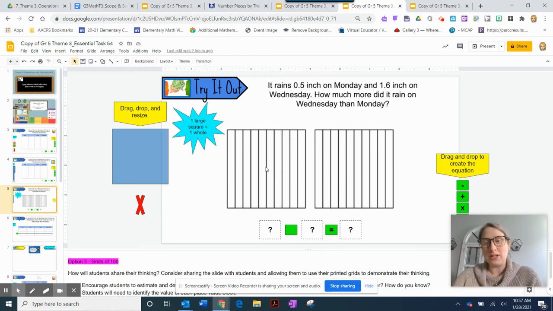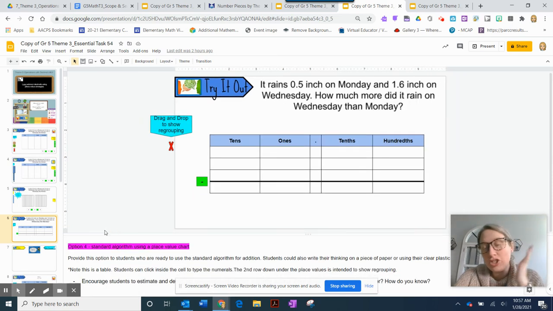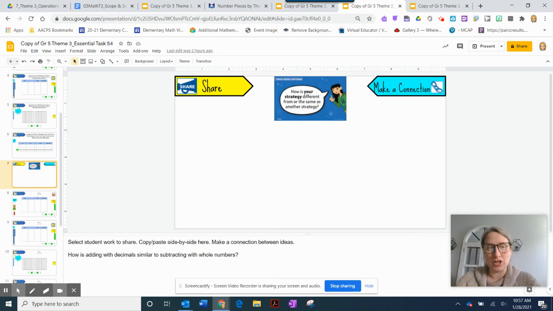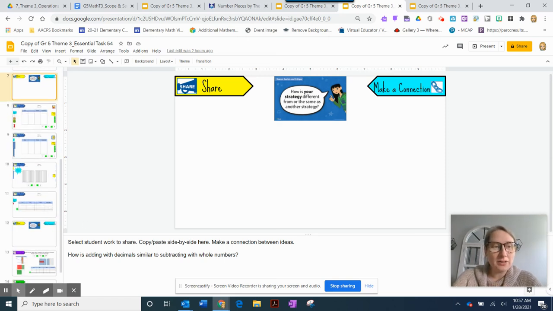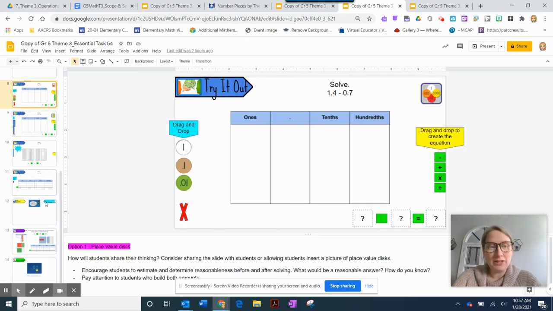We have grids. Once again, we can show them here. We could show them here, whatever works. And we have those X's that you can cross out those grids. The standard algorithm is here. Feel free to delete this or not use this or share this with students if it's not appropriate for students at this time, especially since we want to make sure that they understand the process of subtraction with decimals. And really think we're making that connection here between how is this similar to subtracting with whole numbers. So there's another try it out that you can utilize and solve, really just practicing.